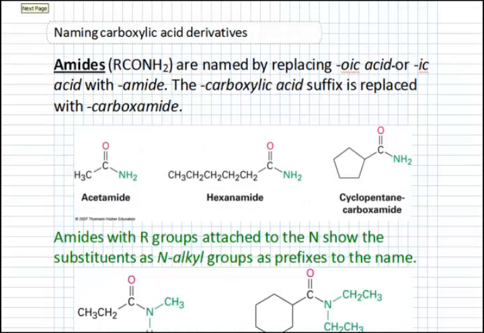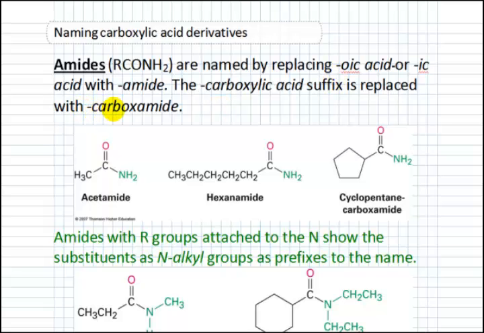Amides are when we have C double bond O and N with any number of R groups. It could be NH2 or 1 R group or 2 R groups. So just starting with the simple NH2 amides, we would again take the carboxylic acid name and replace either oic acid or ic acid.